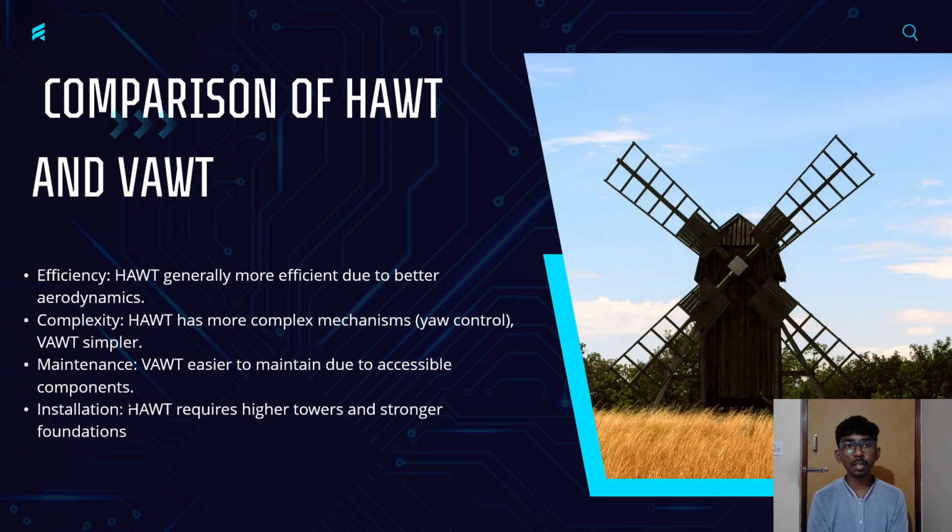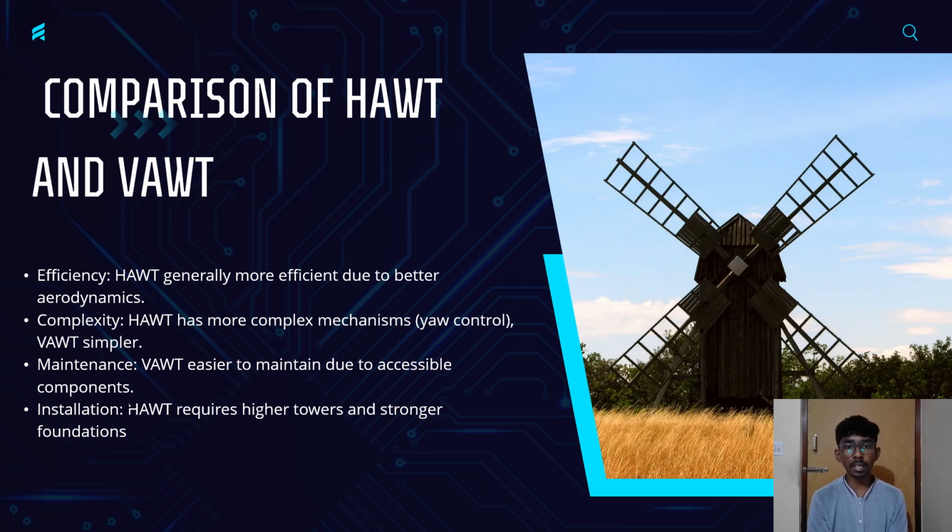Comparison of HAWT and VAWT, horizontal and vertical axis wind turbines. Efficiency: horizontal axis wind turbines are more efficient due to better aerodynamics. We can see that all the air is captured and it rotates effectively. But in the vertical axis wind turbine, if there are two wind directions, the shaft won't rotate properly, so it is not as efficient. Complexity: HAWT has more complex mechanisms, such as yaw control. VAWT is simple. We can see there is a simple rod and the dynamo is on the ground. It rotates easily.